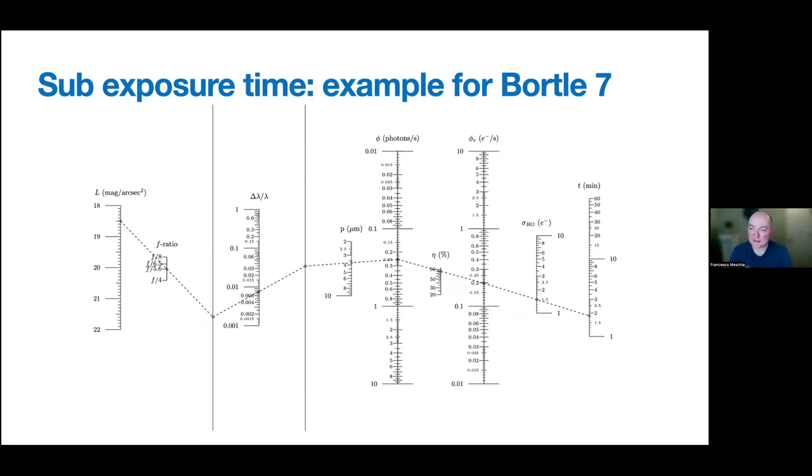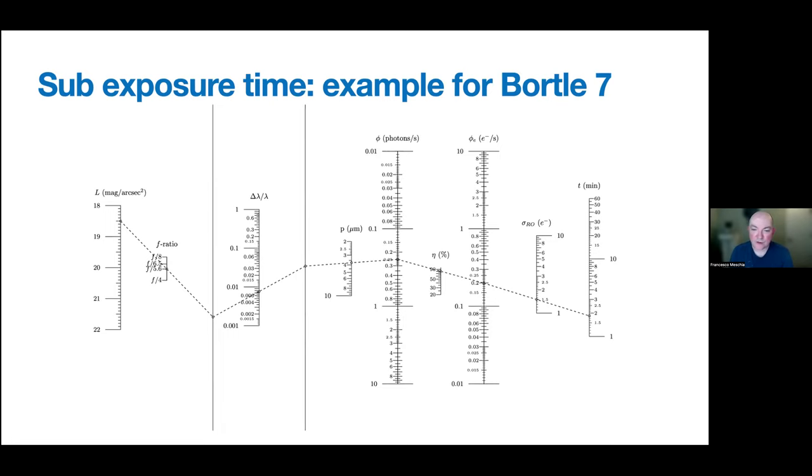Finally, the last step is to draw the final line from this point that we just calculated through the point that corresponds to the read noise of my camera. Let's assume that I set my camera for gain 100, so my readout noise is 1.5 electrons, and I get to the final answer. The minimum exposure time that I want is about 1.9 minutes. So from Bortle 7, 2 minutes are sufficient.